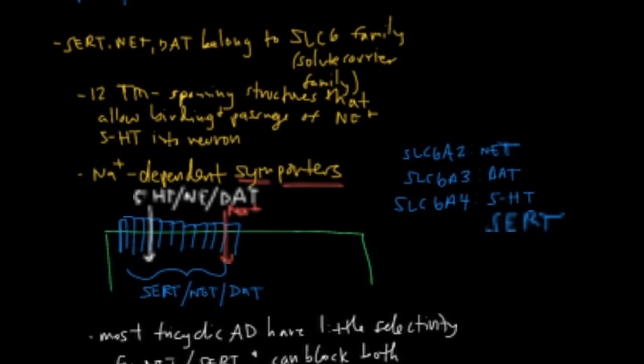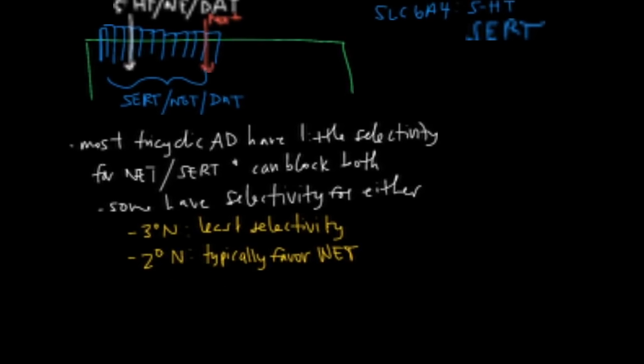So in terms of these transporters, most tricyclic antidepressants have little selectivity for NET and SERT and can block both. Some even have selectivity for either. It's shown that tertiary amines have the least selectivity, and primary for either transporter. However, secondary amines typically favor NET or the norepinephrine transporter.